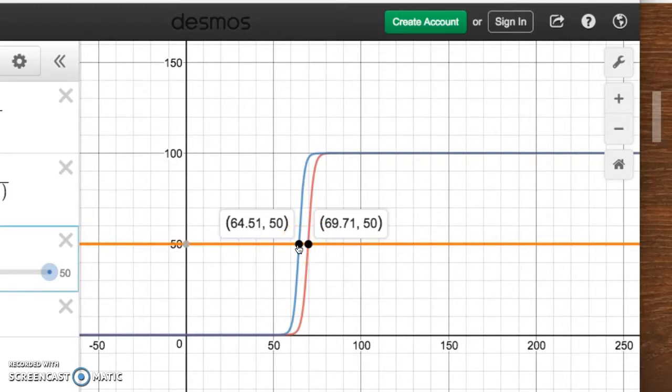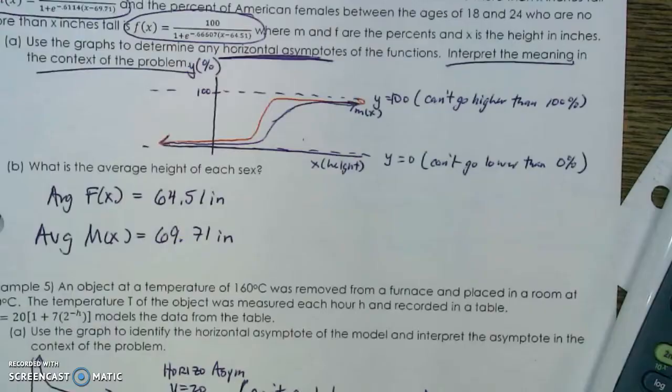So what that's telling me is that the average male height is about 5'8", and then the average female height is about 5'3", which makes sense. So that's what we have there for the average.